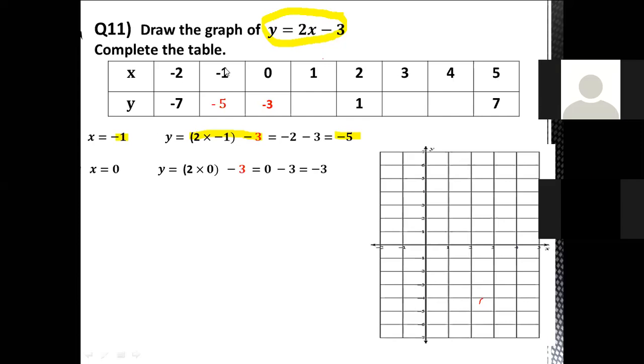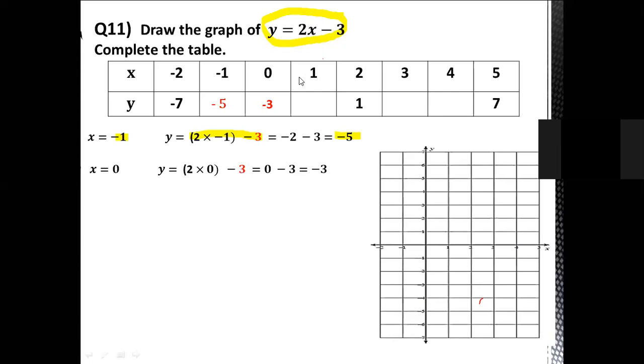Who else? Omar Nassar. Yalla, do you want to continue the table? Yes, teacher. If x equals 1, it will be negative 1. Okay, 2 minus 3 will be negative 1. So we substitute in the formula. That is right, it will be negative 1.